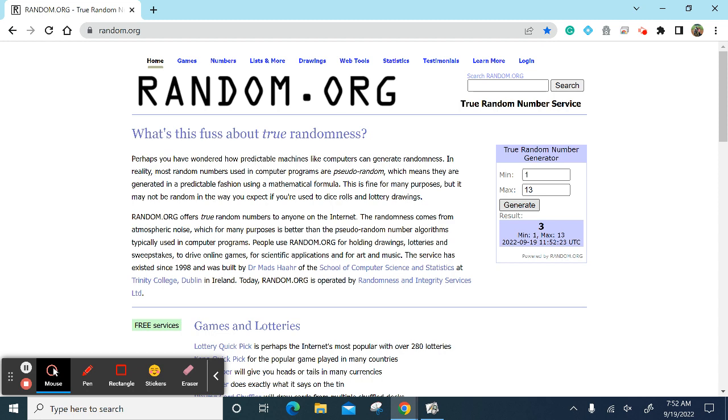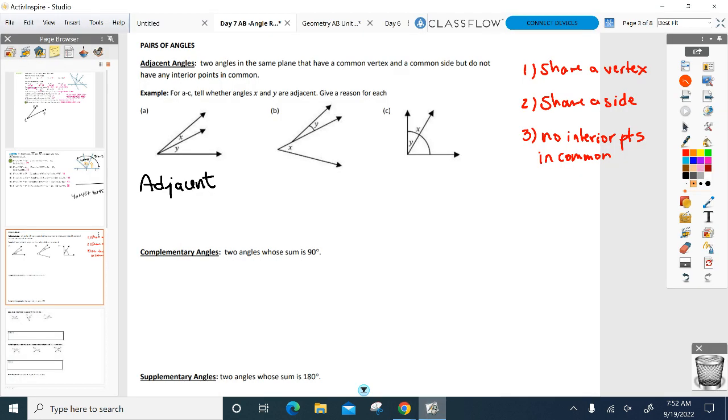Here we go. Number 3. Adjacent or not? They don't share a point. What do you mean by point? Common vertex. They don't share a common vertex. Done. If they don't share a common vertex, I don't need anything else.